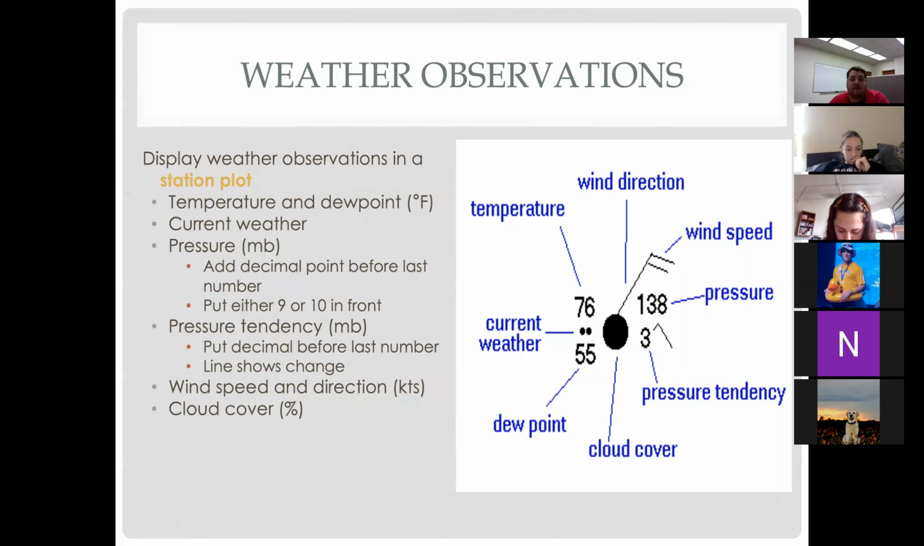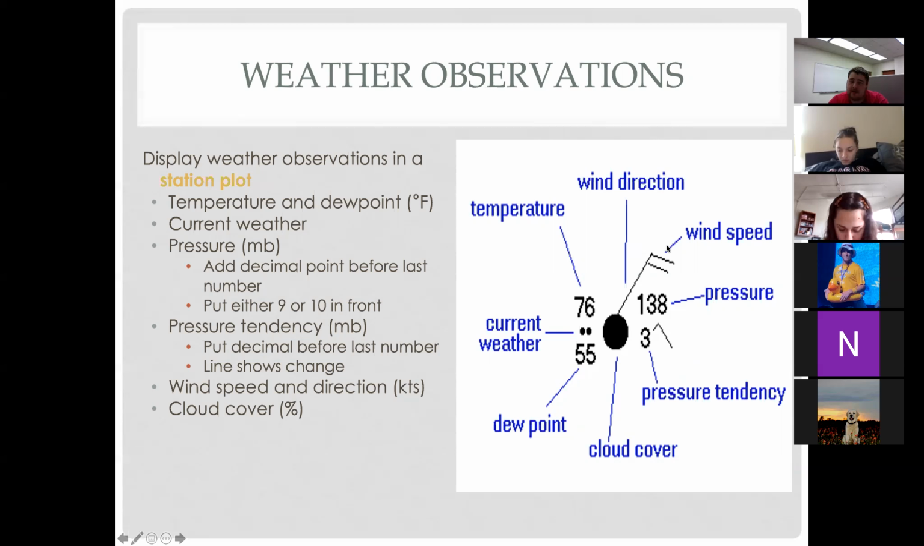Remember, these observations are displayed in a station plot. So remember, they show a bunch of things. The main things that they show are temperature and dew point, and the current weather. We'll look at the symbols again to review these in just a minute. Pressure over here, remember, you have to convert it. Most of the time, if you added 10 before this, then you add a decimal point right here. So this would be 1013.8. So you remember, this is where you either add a 9 or a 10, depending on the pressure.